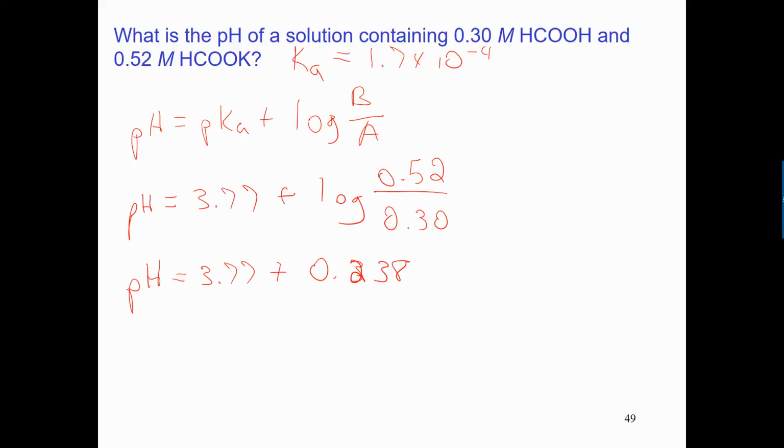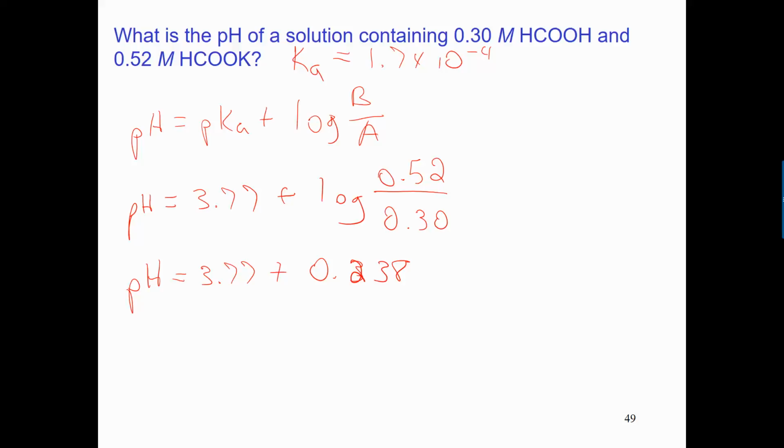Originally they gave, yeah, we could always look it up, but in the question they should give you the Ka. You have to have that to find the pKa, right? So that would be information you would have. So the pH here, look what's happening. pH equals 3.77 plus 0.238.